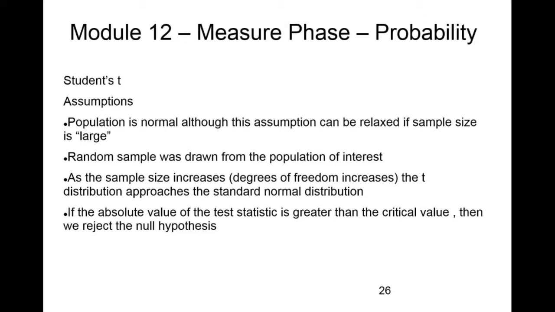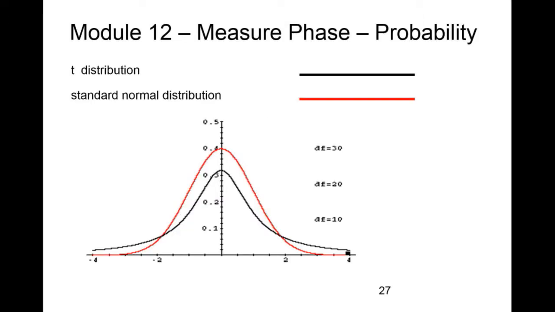You assume that your population is normal, although it can be relaxed if your sample size is large. Random samples were drawn from the population of interest. As the sample size increases, in other words, the degrees of freedom increases, the t-distribution approaches the standard normal curve. If the absolute value of the test statistic is greater than the critical value, then we reject the null hypothesis. So this is greater than that. There we go. And here's what it looks like. As the sample size increases, it gets closer and closer to the standard normal distribution.